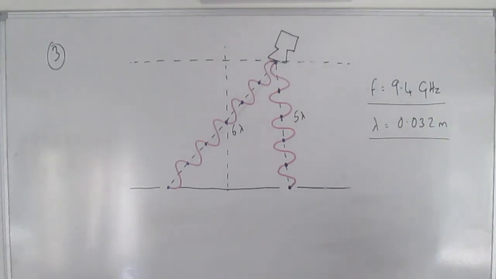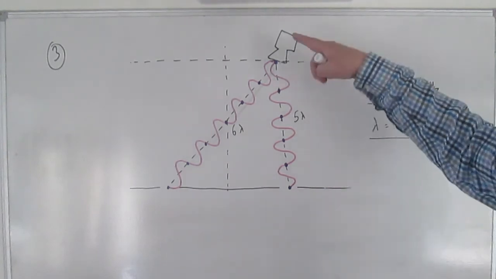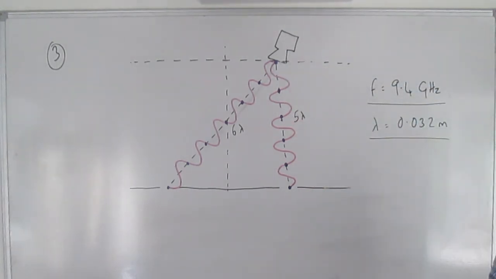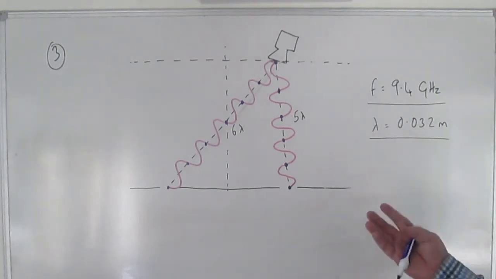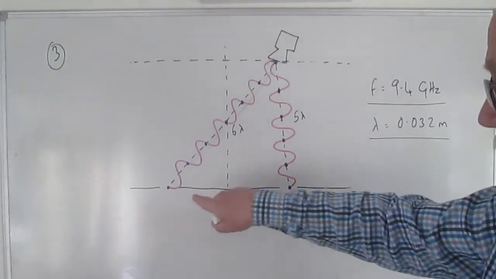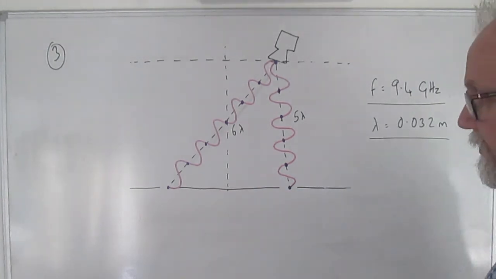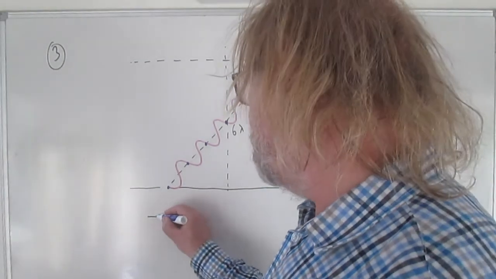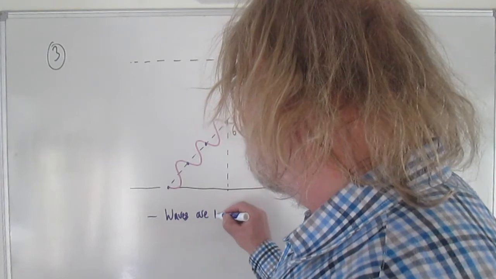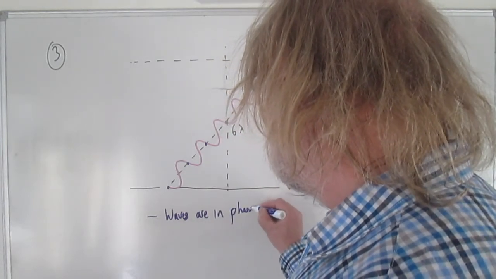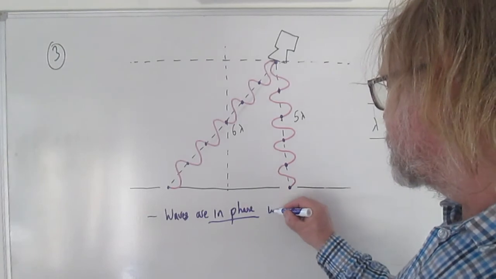phase. And of course you could work that out without picking your way through the diagram like that, just by realizing that if the difference in path length is a whole number of wavelengths, then inevitably the waves will be in phase when they arrive, provided they were in phase when they started. Okay, so the answer is that the waves are in phase when they arrive at the detector.